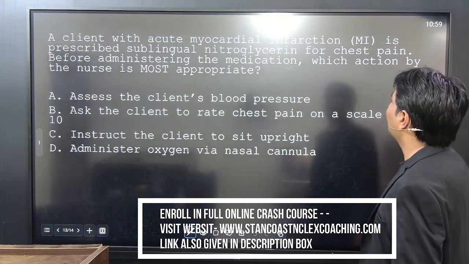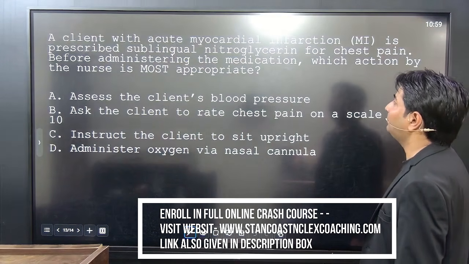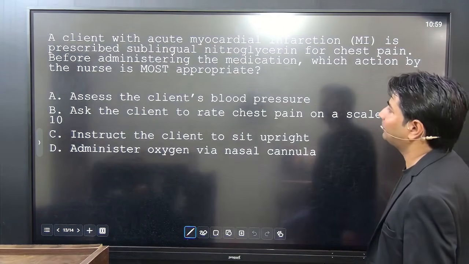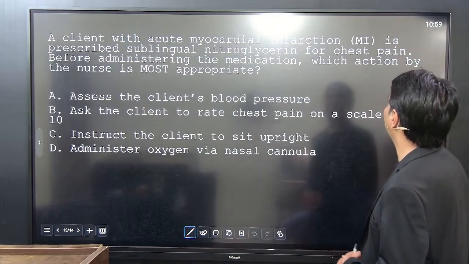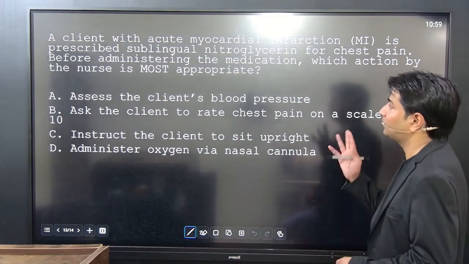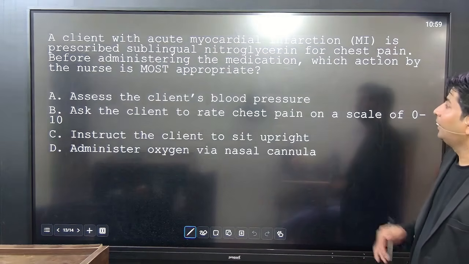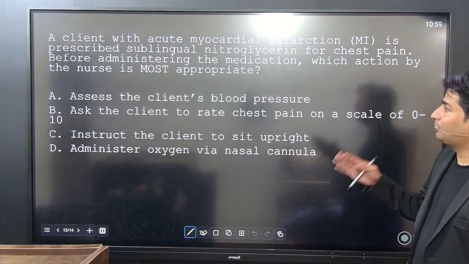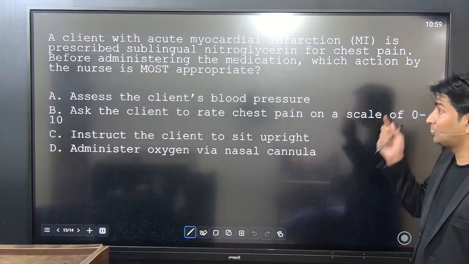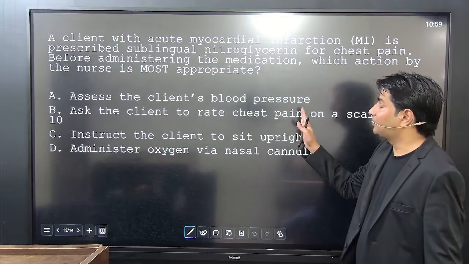A client with acute myocardial infarction, MI, is prescribed sublingual nitroglycerin for chest pain. Before administering the medication, which action by the nurse is most appropriate? That is, there's a patient with myocardial infarction and nitroglycerin has been prescribed for them. But before starting that, what's the first thing the nurse will do? Assess the client's blood pressure.